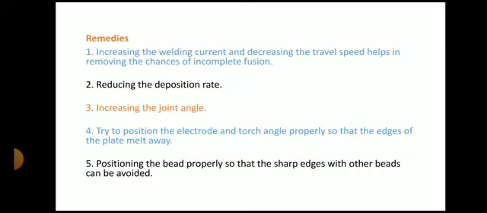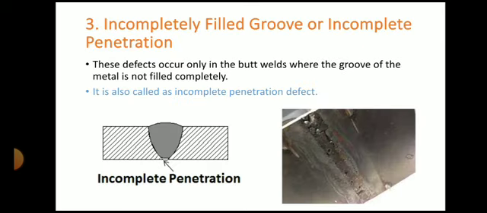Remedies: increase the welding current, decrease the travel speed. Second, reduce the deposition rate. Then increase the joint angle. Then try to position the electrode and torch angle properly so that the edges of the plate melt away. And then position the bead properly so that a sharp edge with another bead can be avoided. So these are some remedies.